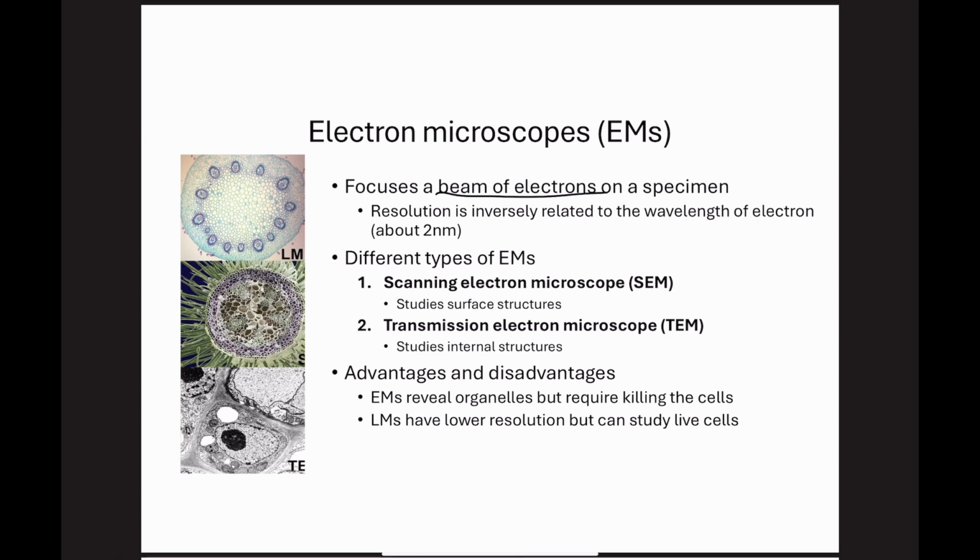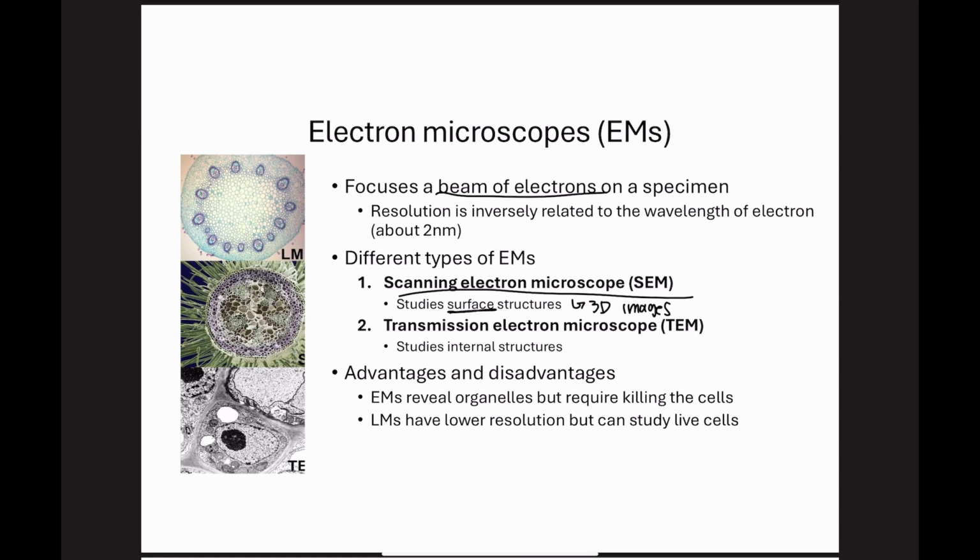And we have two different kinds of electron microscopes. We have scanning electron microscopes, and they produce 3D images. And they provide really detailed surface structures. A downside of these microscopes is that we can only see the external structures, and the samples also have to be coated in metal, which is going to alter the cell.